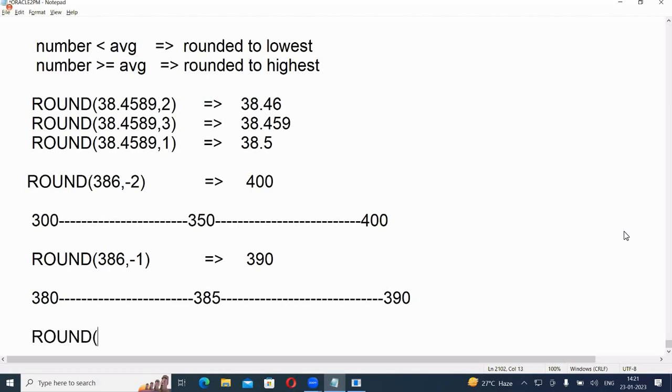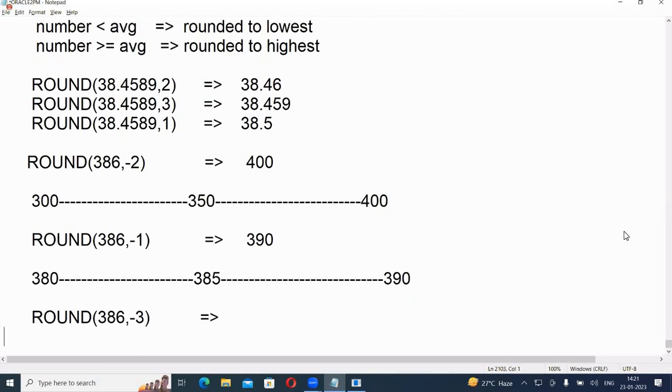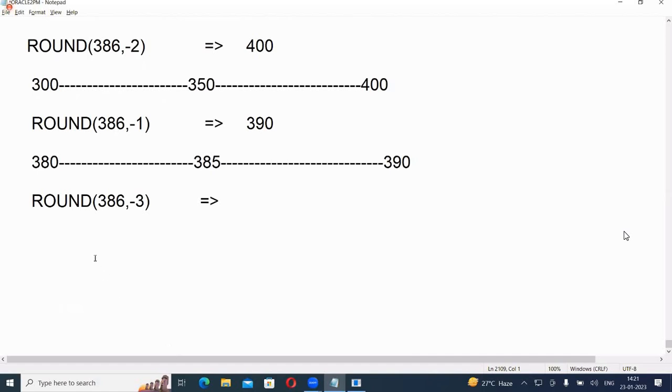Another one. Round off 386 with minus 3. Minus 3 means thousands. Tell me, this number is between what range? 0 to 1000. This number is between 0 and 1000.